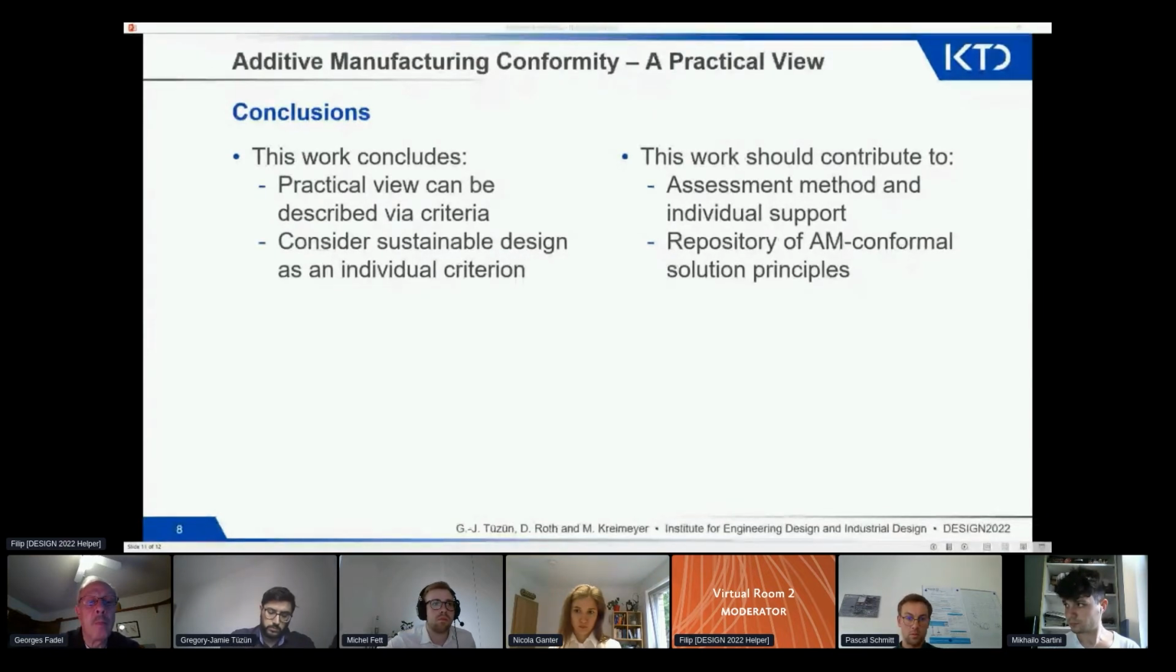After a literature review, use cases, and an empirical study, what's next? The form in which the criteria should be provided remains unclear, perhaps as heuristics with self-explanatory examples or in the form of a checklist. After all, the goal is to develop a repository of AM-conformal solution principles to combine an opportunistic approach in finding specific solutions while addressing the constraints imposed by AM conformity early on.